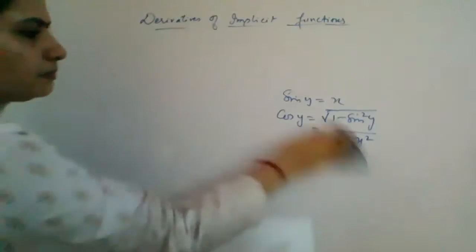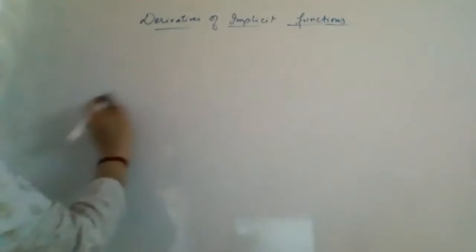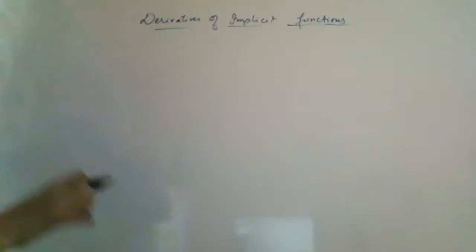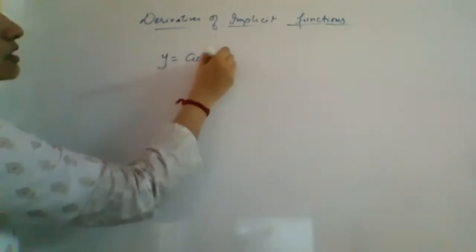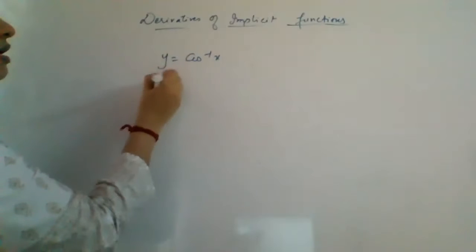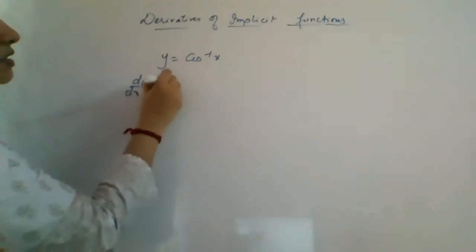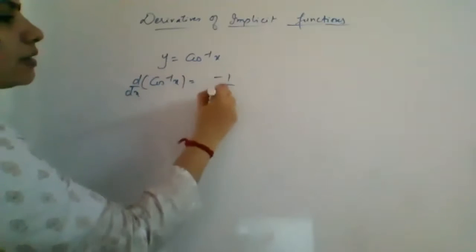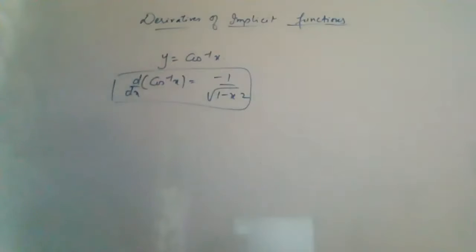Next question is the derivative of cos inverse x. I'll just tell you, y is equal to cos inverse x. The derivative of cos inverse of x is minus 1 by root of 1 minus x square. So this also you have to study.